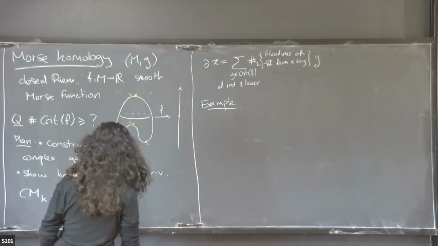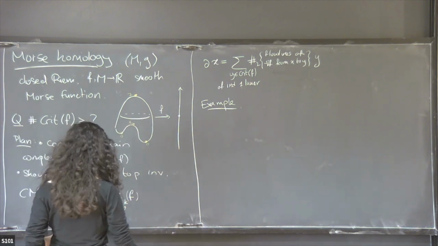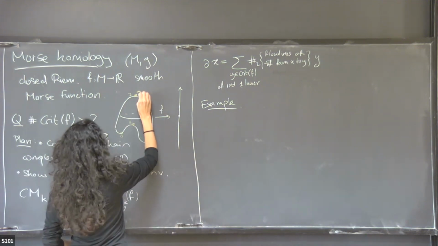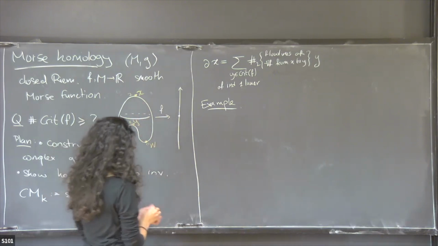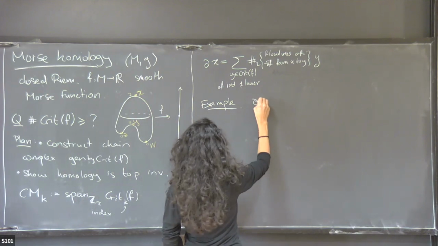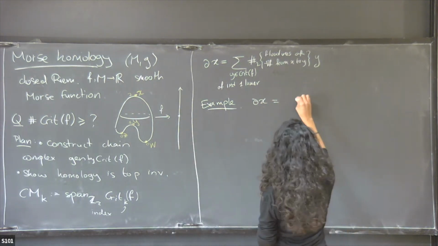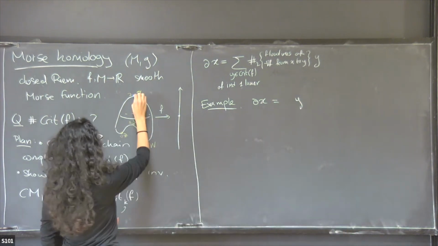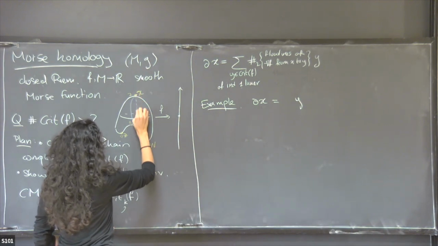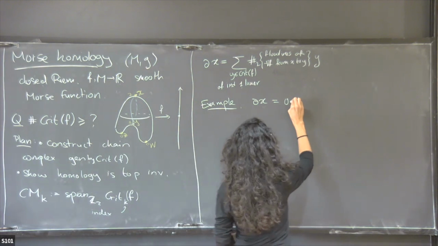So let's give names to these critical points. This is going to be x, y, z, and w. The differential of x: the only candidate to participate in the sum is y, and then how many flow lines do we have going from x to y? We have one on the front and one on the back, and we count mod 2. So this is going to be 0.